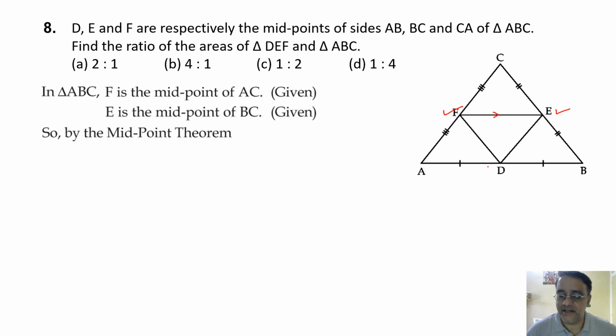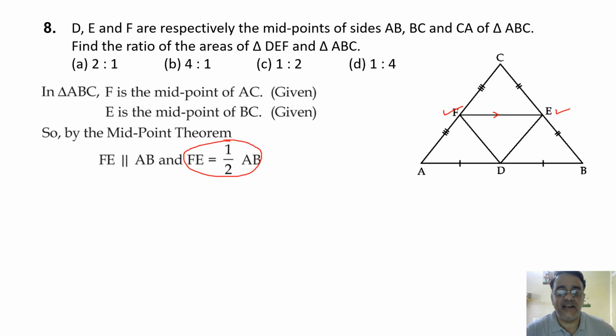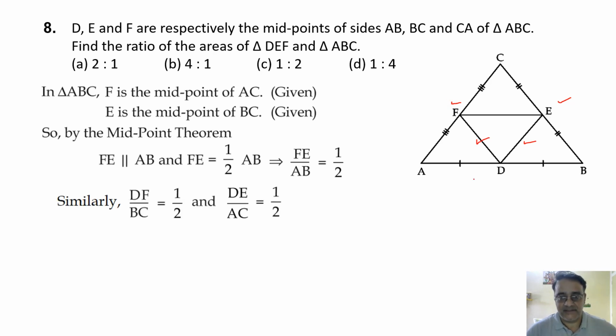FE is parallel to AB and FE is half of AB. So FE upon AB is equal to 1/2. Similarly, DF is half of BC, that means DF upon BC is equal to 1/2, and DE upon AC is equal to 1/2. Any doubt here? No, sir.